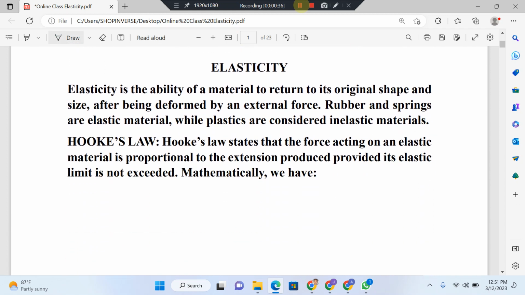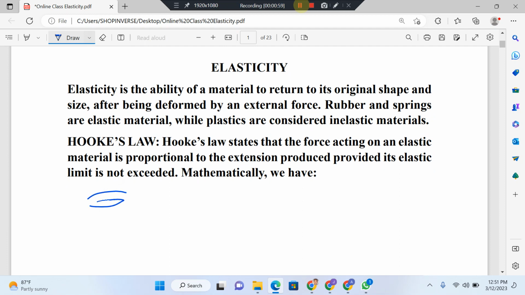What is elasticity? Elasticity is the ability of a material to return to its original shape and size after being deformed by an external force. Rubber and springs are elastic materials, while plastics are considered inelastic materials. What does that simply mean?